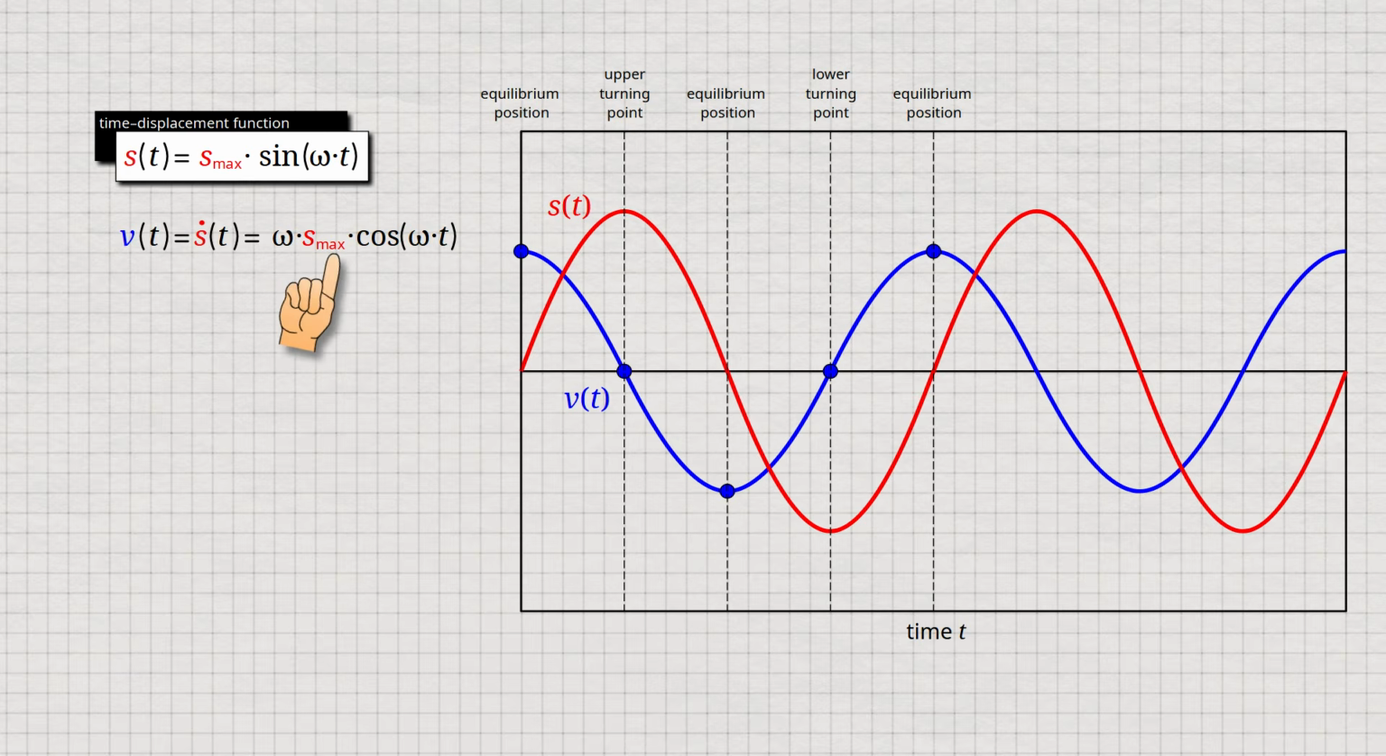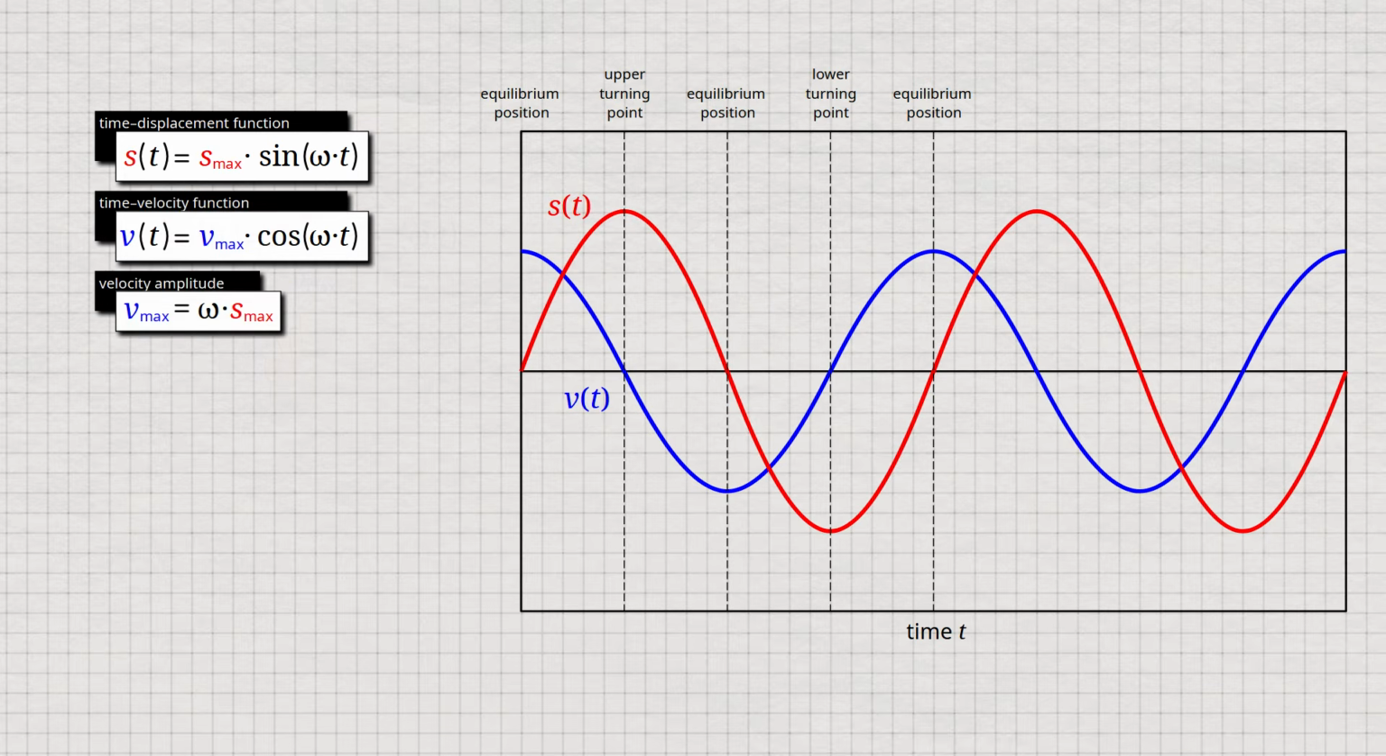The product in front of the cosine function, consisting of angular velocity and maximum displacement, ultimately corresponds to the amplitude of the velocity and thus to the maximum velocity. We can therefore express the time dependence of the velocity as indicated. Thus, while the displacement oscillates sinusoidally, the velocity follows a cosine curve, which is simply phase shifted by 90 degrees relative to the sine function.